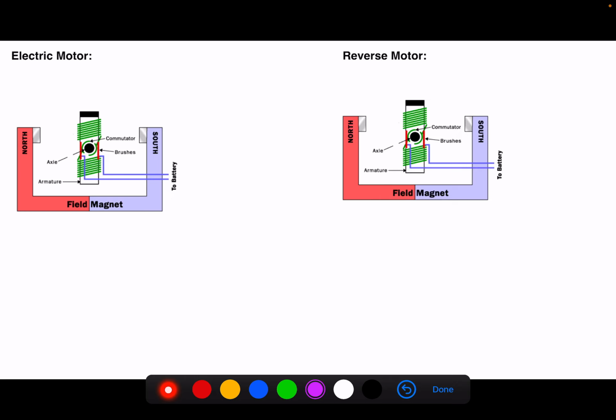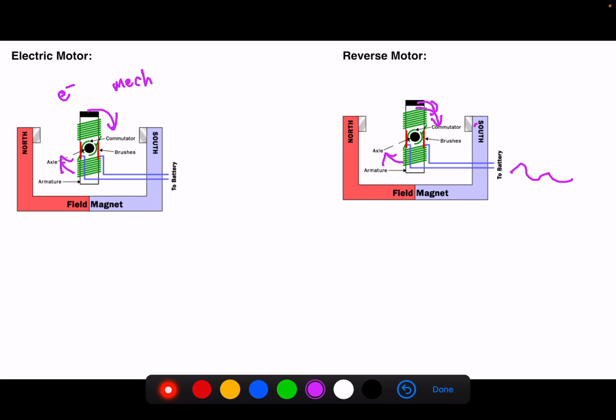And probably the most important one is a reverse motor. This is going to be the key to a lot of our electricity generation that we have today. So in our motor, we put electricity in and it caused this thing to spin. Mechanical energy came out. With our reverse motor, we are going to physically spin this coil. We're not putting any electricity in, we're putting mechanical energy in. And this spinning coil near a magnetic field will generate an electrical current.